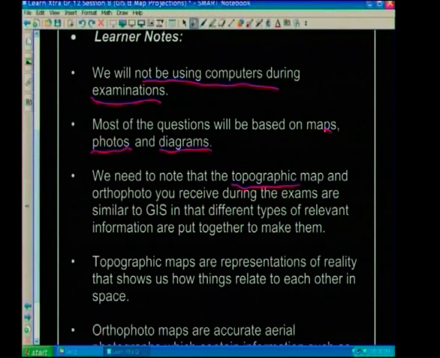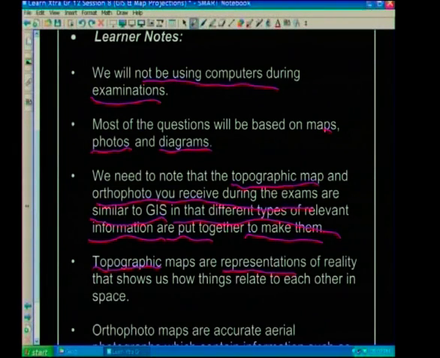All right, we will need to know that the topographic map and the orthophoto map you receive during the exams are similar to GIS in that different types of relevant information are put together to make them. So we have different layers, etc. So they're similar to GIS. Therefore, we can test you on the topographic and orthophoto map for GIS.